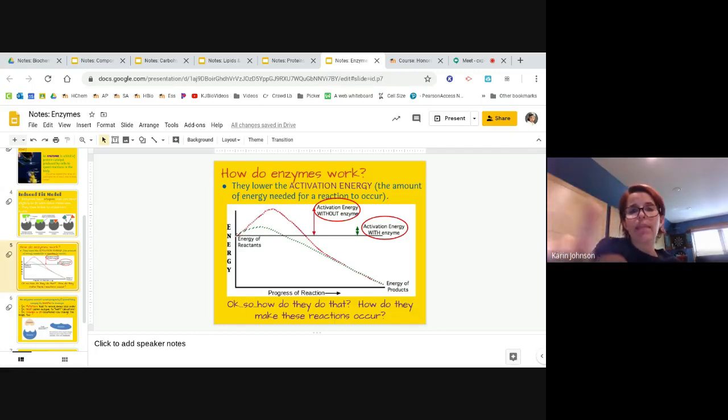So that graph is showing that you need less energy to get the reaction to happen if you have a catalyst present. So explain what the graph to the right is showing. The activation energy is lower with an enzyme. That would be a super fast way of saying it. The activation energy is lower with an enzyme.